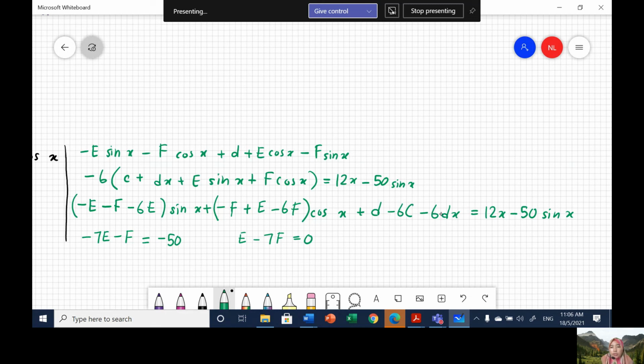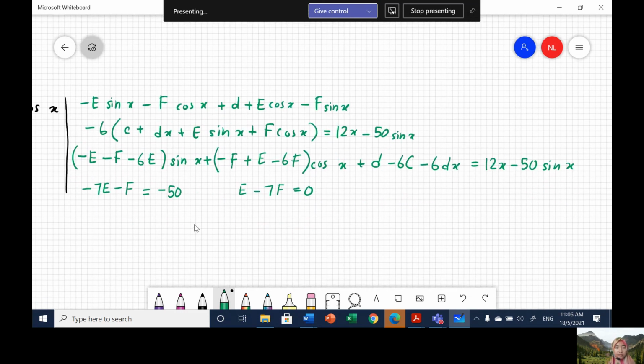Okay, then this expression, we can compare this part and here. Okay, let us settle for this one, E and F. From the second equation, I can write down here as E equal to 7F.